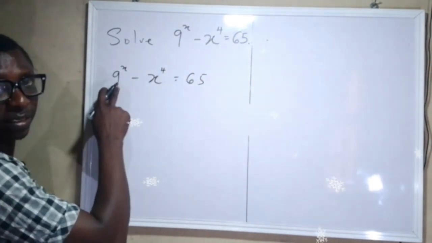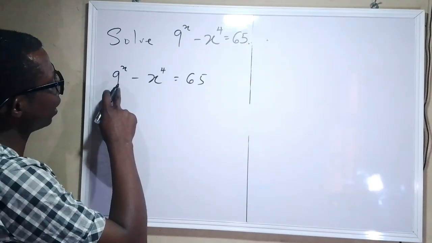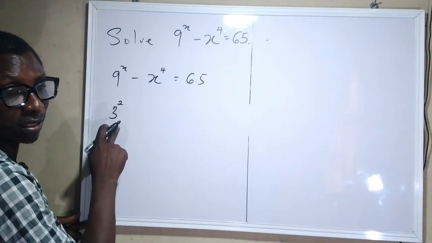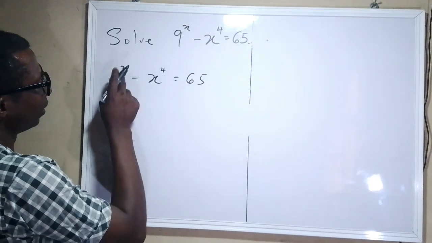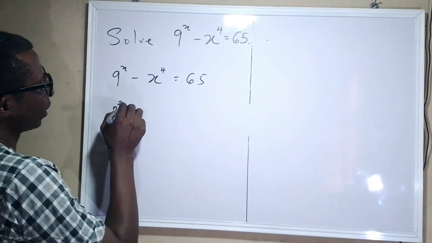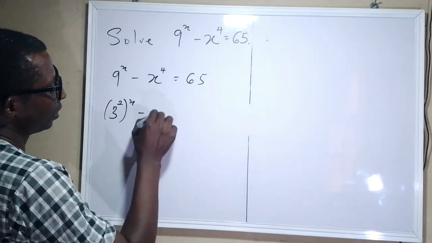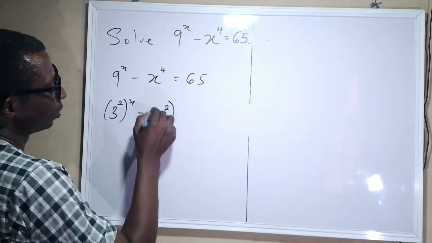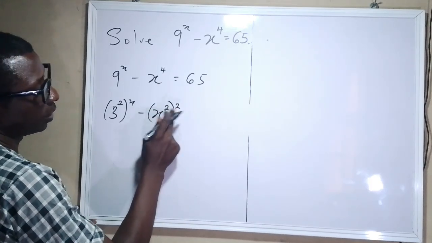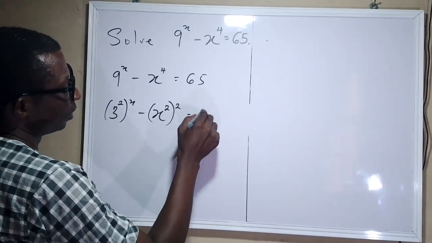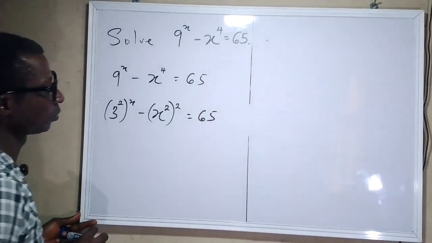Now I'm going to express 9 in index form. That is 3 raised to the power of 2, because 3 times 3 is 9. And I have a power here, that is x. So minus x raised to the power of 2, because 2 times 2 is the same thing as 4. And this is 65.